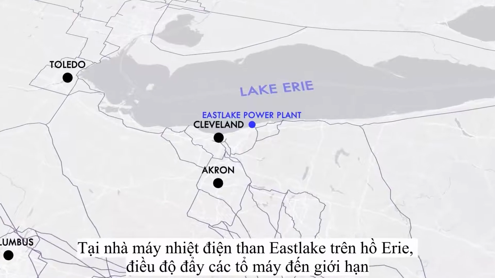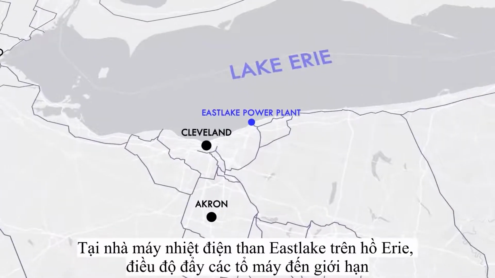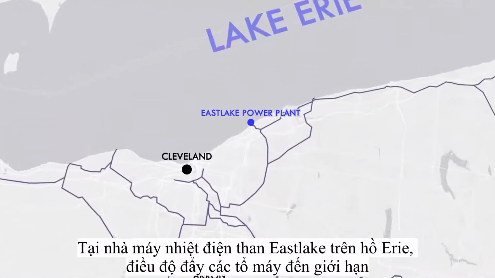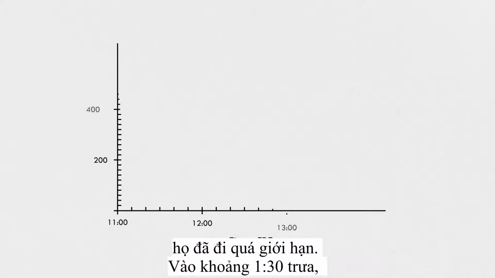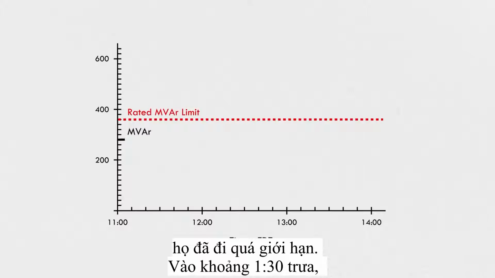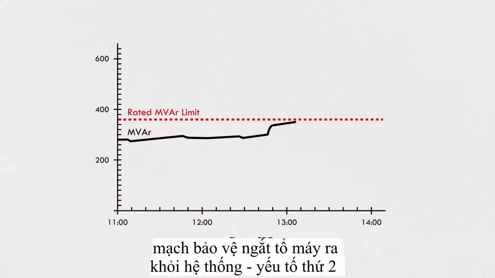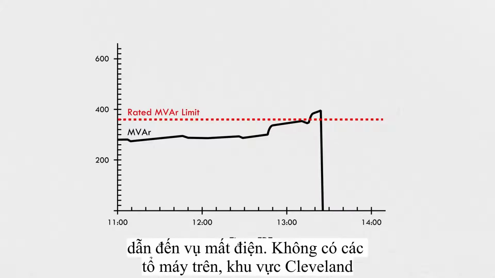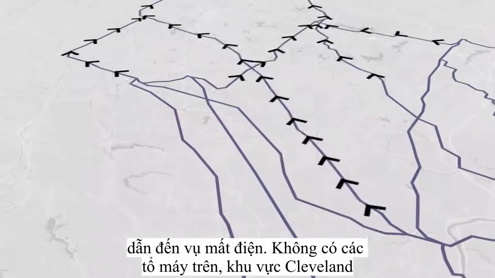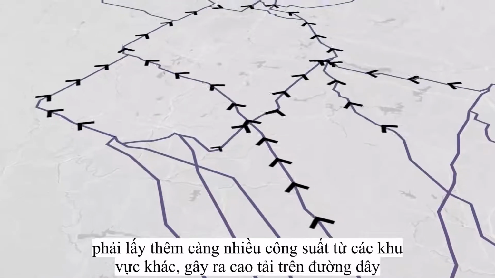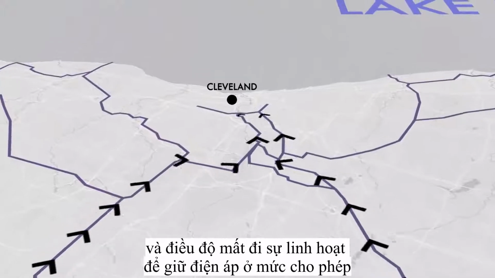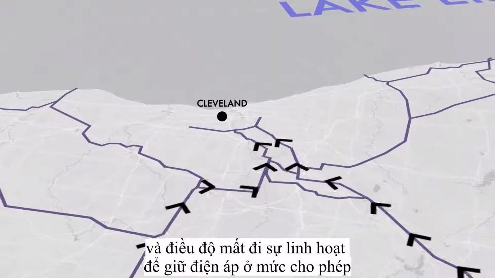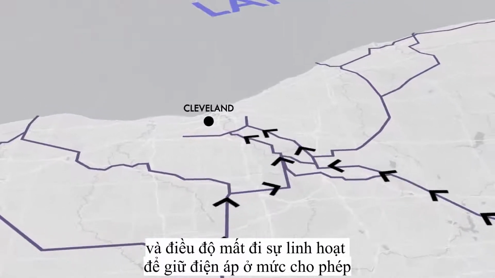At the East Lake coal-fired plant on Lake Erie, operators pushed the number 5 unit to its limit, trying to get as much reactive power as they could. Unfortunately, they pushed it a little too hard. At around 1:30 in the afternoon, its internal protection circuit tripped and the unit was kicked offline, the second key event preceding the blackout. Without this critical generator, the Cleveland area would have to import even more power from the rest of the grid, putting strain on transmission lines and giving operators less flexibility to keep voltage within reasonable levels.